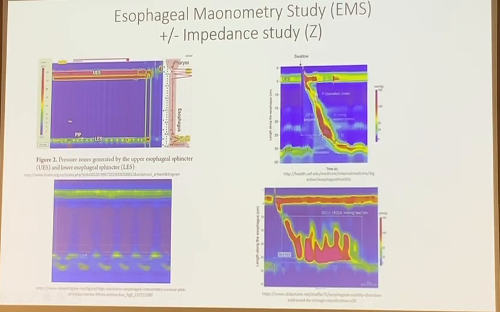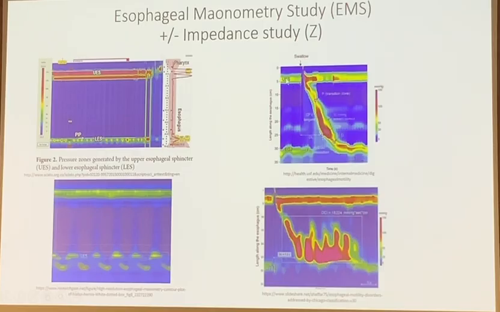This is a normal swallow. I can explain this normal swallow, the one on the top right. How this happens: when you swallow, you open your upper esophageal sphincter, and the food goes down because the esophagus is peristaltically moving, pushing the food down, and there is a relaxation of the lower esophageal sphincter. So blue is low pressure and red is high pressure.